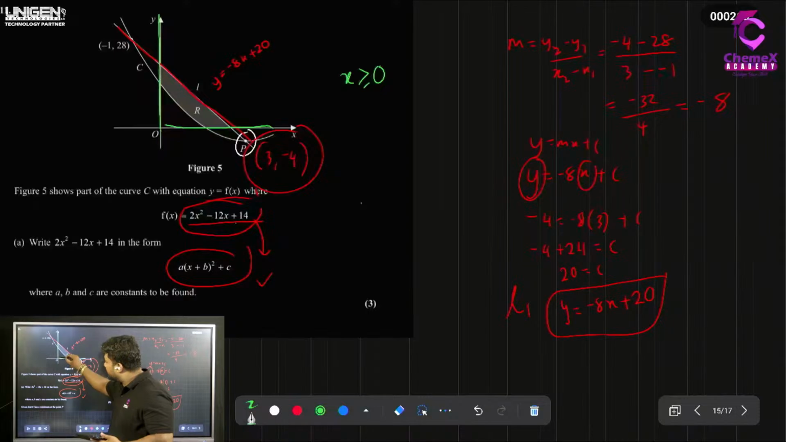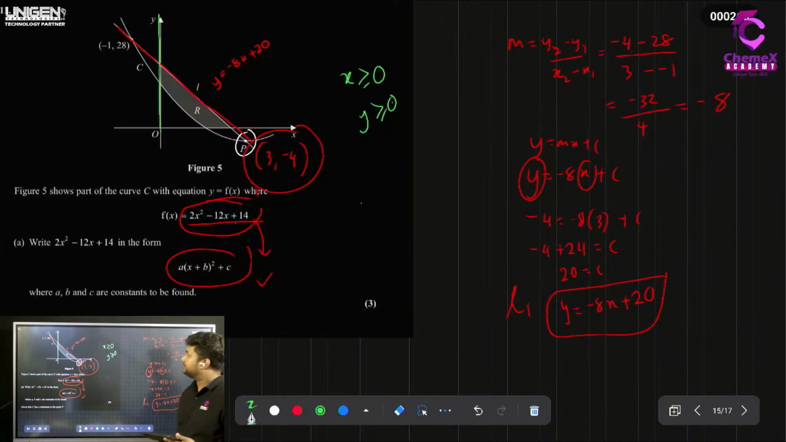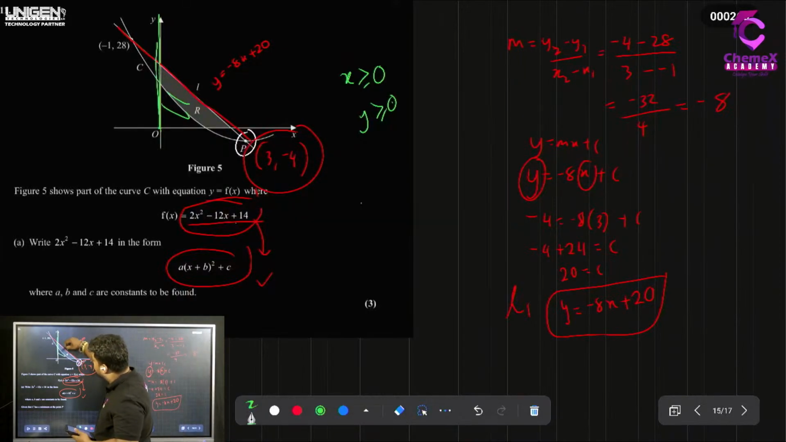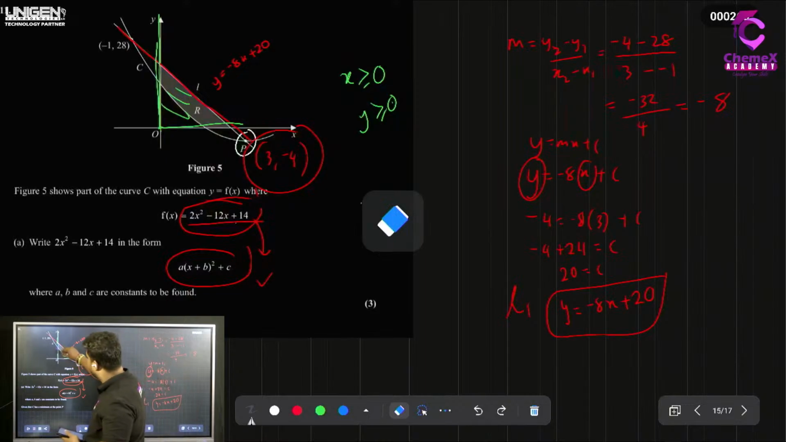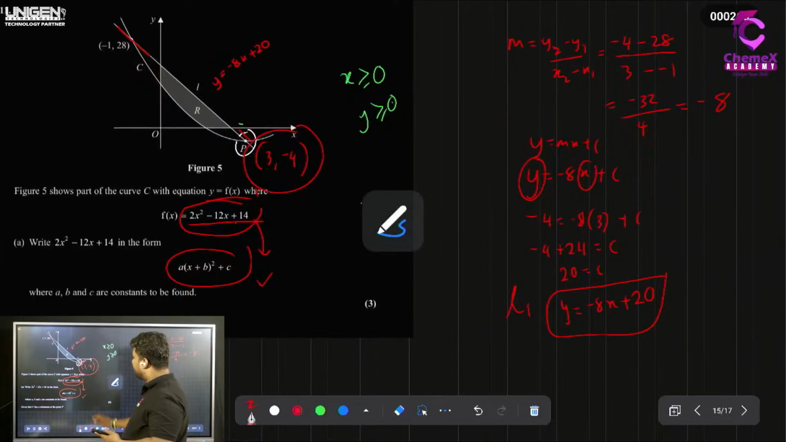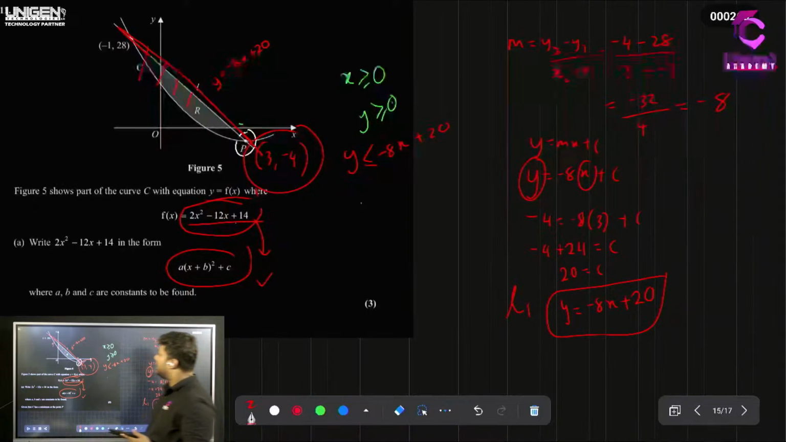The colored region is above this, so here y is larger than or equal to 0. Right, the colored region is above this. Are you okay with that or not? Clear, sir. Now the colored region is below the L1 line. This is L1, and the region is below L1. So y is less than or equal to minus 8x plus 20. That is the L1 line.